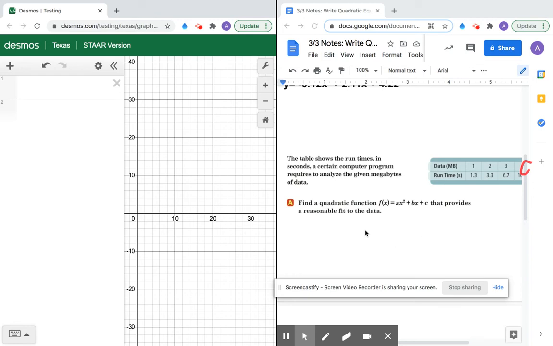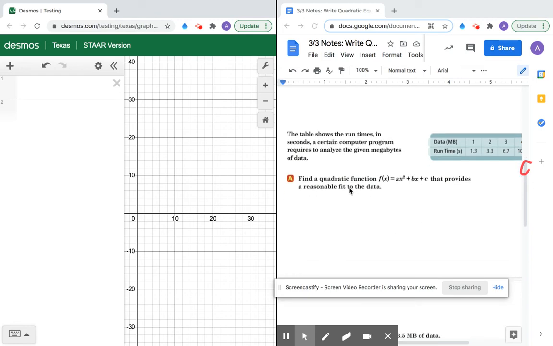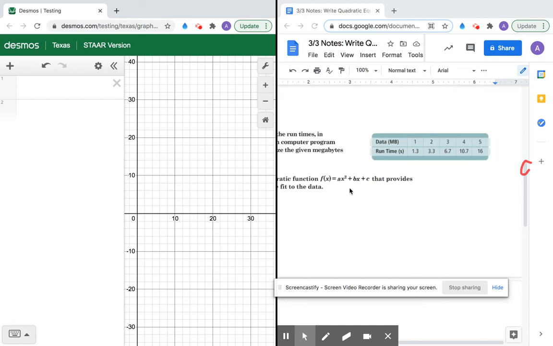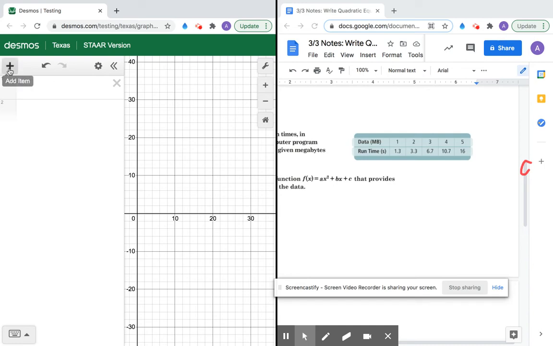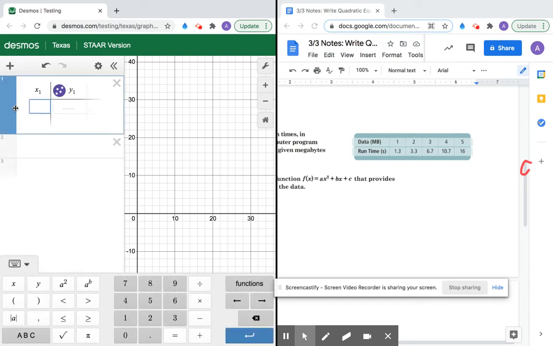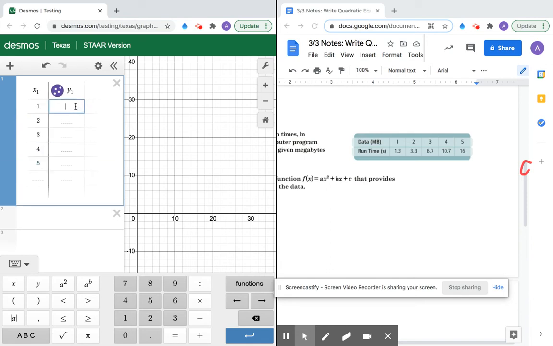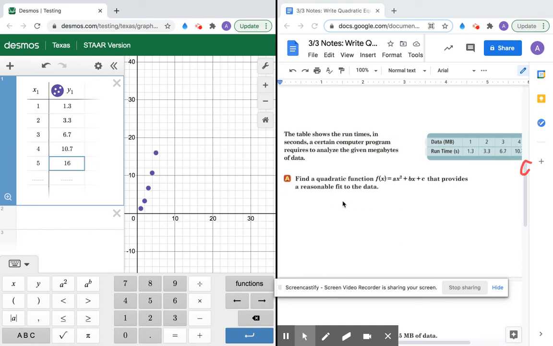So here, the table shows the run times in seconds that a certain computer program requires to analyze the given megabytes. So here's your table. This is a table we're going to enter. Put a plus sign, table, enter your values 1, 2, 3, 4, and 5 for x, and 1.3, 3.3, 6.7, 10.7, and 16. So you're going to see it's showing that parabola because we're talking about the run times in seconds and a certain computer program with the megabytes.